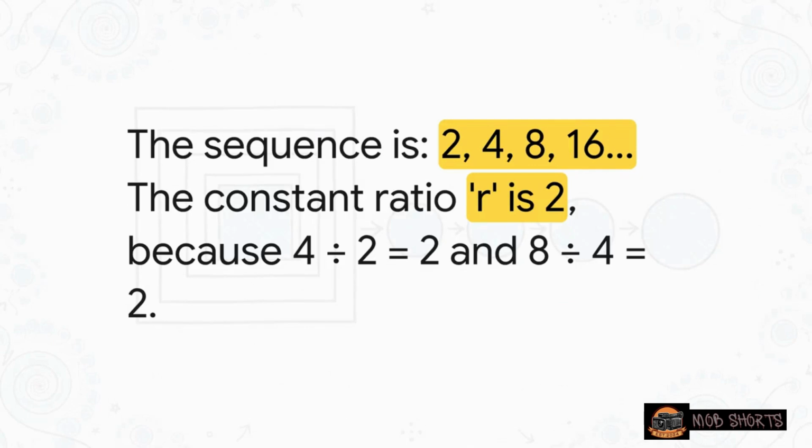And here's the proof. Let's pull out our detective tool. What's 4 divided by 2? It's 2. Okay, what about 8 divided by 4? Also 2. See? The ratio is constant. So for our flu example, that all-important constant ratio, r, is 2.